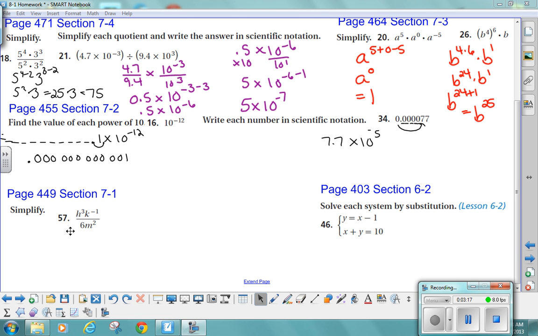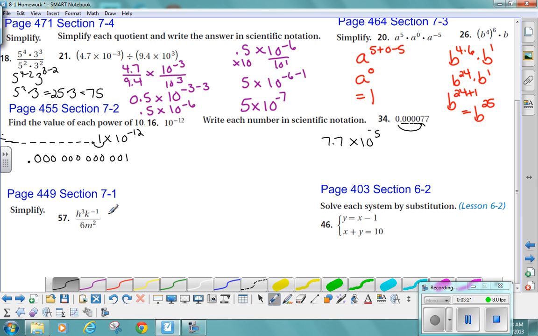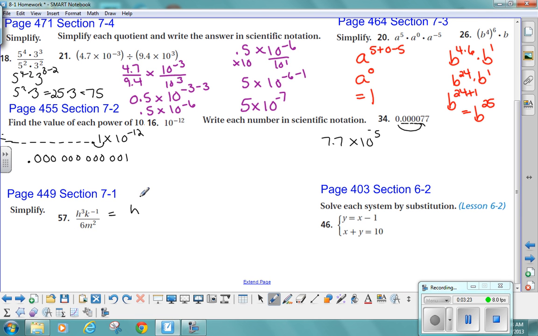On number 57, anything that has a negative exponent gets flipped. So the h cubed can stay where it's at. The k has to go down to the bottom. And then I have 6m squared. So if I just put this in alphabetical order, I'd have h cubed on top and then 6km squared on bottom.